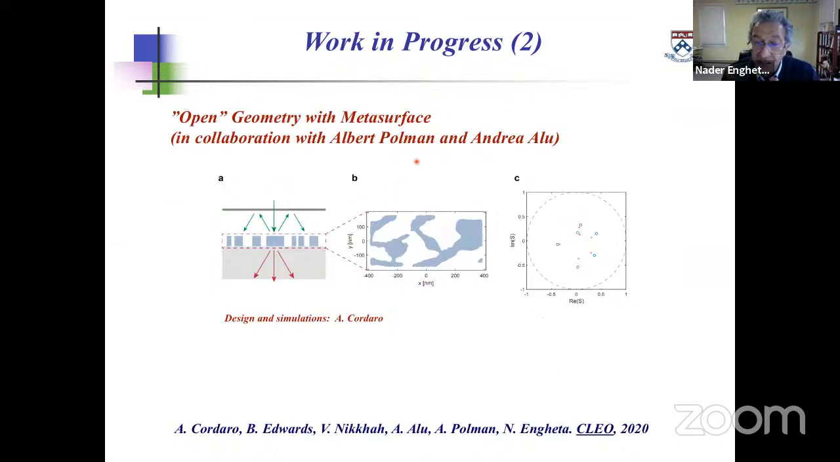Another direction we are taking this work is in collaboration with the group of Professor Andrea Alù and Professor Albert Polman. We are looking to see whether we can have a metasurface for open geometries. In the geometries I've shown so far, the feedback is done by the waveguide. But here we would like to see whether we can have an open structure by having metasurfaces, the Swiss cheese metasurfaces, and a semi-transparent mirror, so we can see what would happen if we send a distribution of the field and what comes out. Would that be a solution to an integral equation? We'll see. This is work in progress.